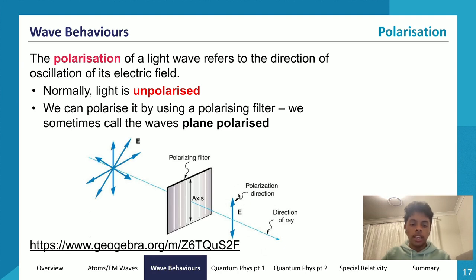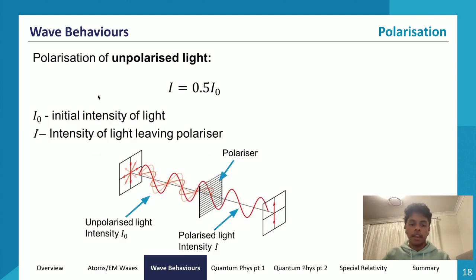So the polarized light will have half the intensity of its unpolarized counterpart. That's what it's kind of saying. And now let's go through the polarization of unpolarized light. Now let's go through the polarization of polarized light.